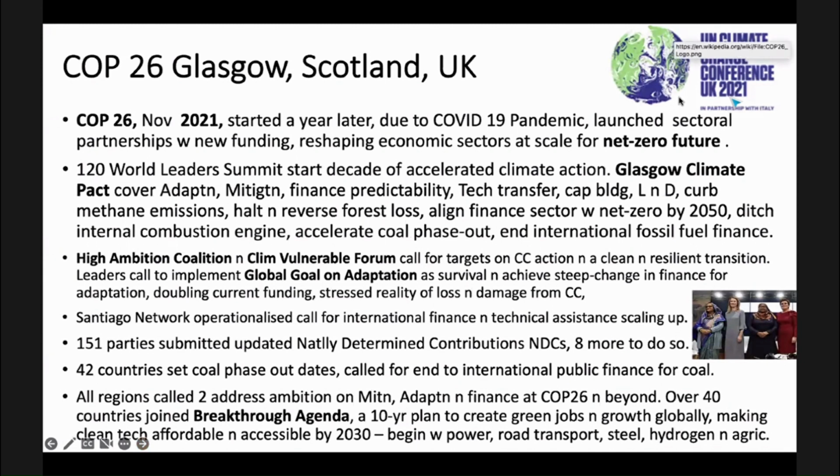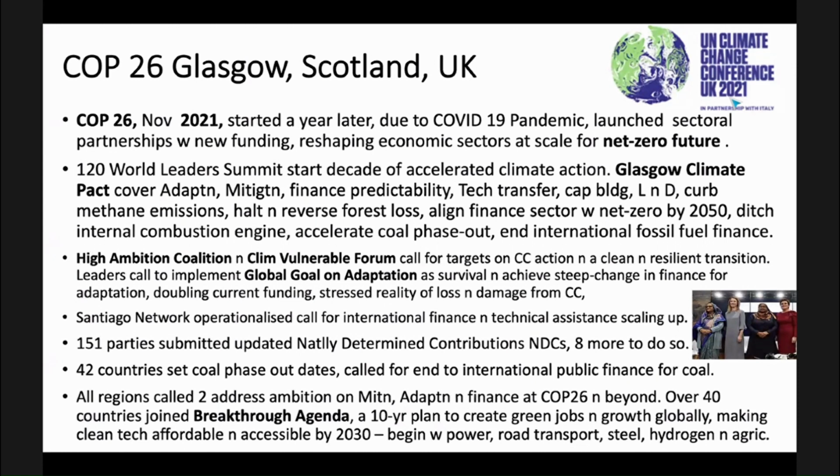Glasgow, Scotland was a year late because of the global pandemic, but it certainly launched new partnerships, new funding, and reshaped certain sectors at scale to demand a net zero future. The World Leaders Summit adopted the Glasgow Climate Pact and identified a number of areas. They're all listed here. Please read them carefully. It talked about the need to halt and reverse forest loss, align the financial sector with the net zero targets, ditch the internal combustion engine, accelerate coal phase out, and end international fossil fuel finance. Not necessarily with dates and times, but certainly calling for high ambition.